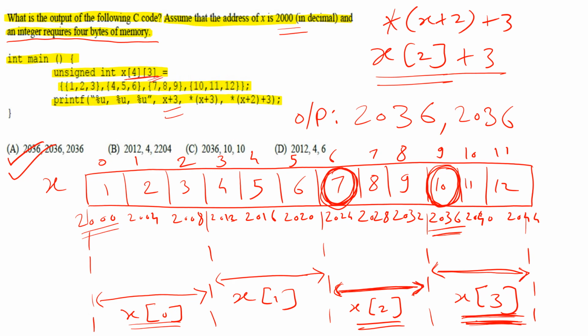So when I write x of 2 plus 3, I'll go to the third integer. I'll skip 3 integers. So I'll skip 7, I'll skip 8, and I'll skip 9. And once again I get the address of 10. Because x of 2 gives me the address of 7, x of 2 plus 1 will give me the address of 8, x of 2 plus 2 will give me the address of 9, but I am interested in x of 2 plus 3, which will give me the address of 10, and that is also 2036. So it is 2036. I hope you have understood this option A.